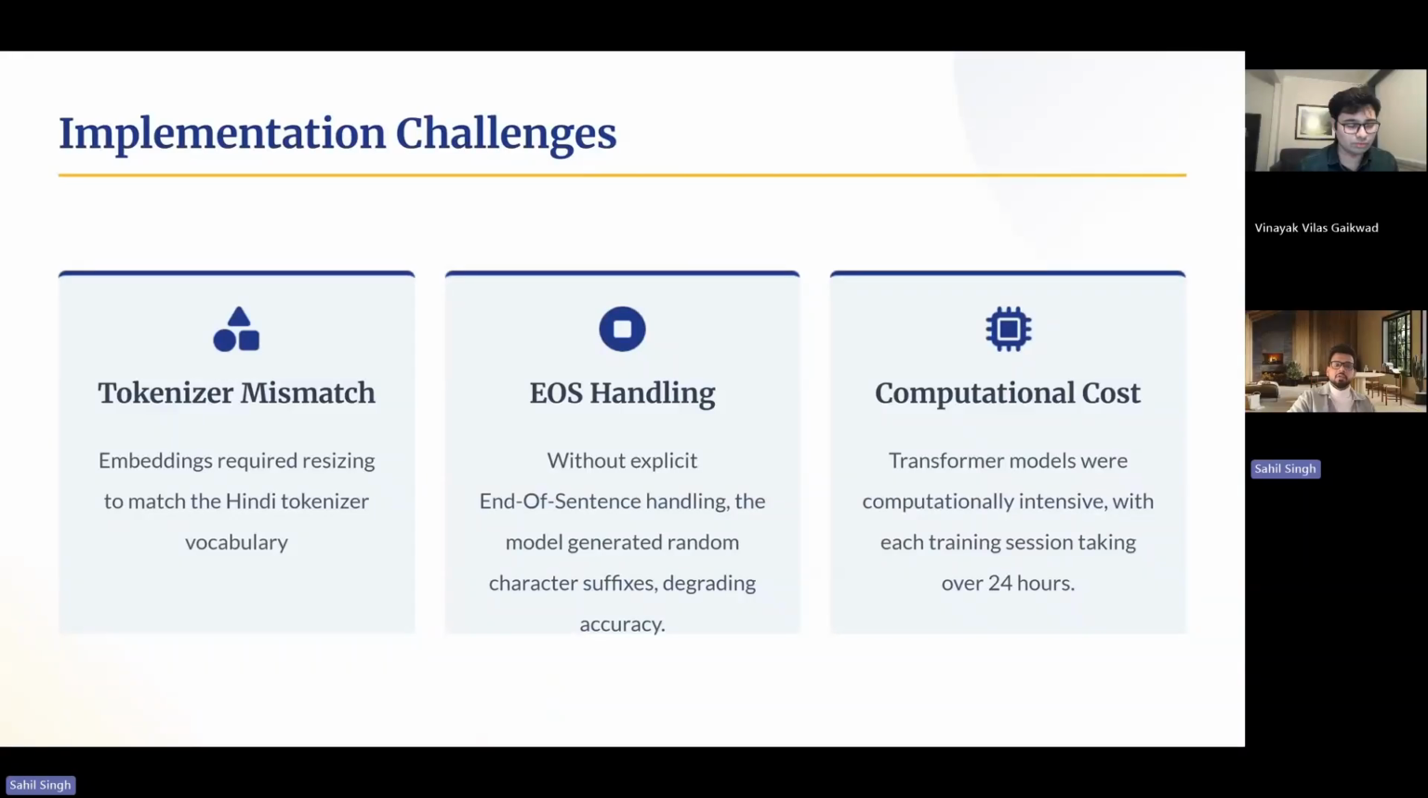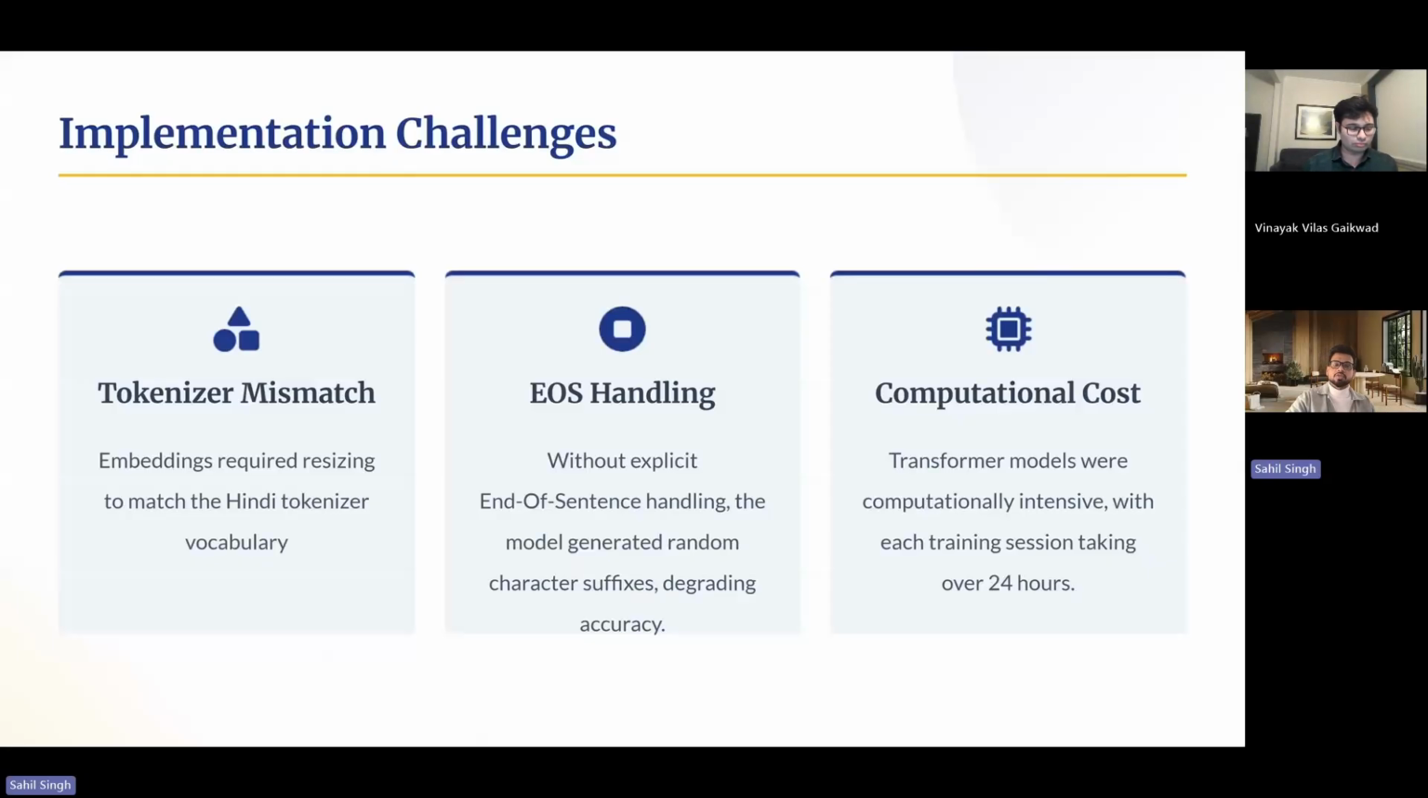Since the Hindi language has several nuances which make it different from English, we observed several challenges. One was tokenizer mismatch, since we had to resize the embedding layer to make sure the Hindi tokenizer output is compatible with it. We also had to do explicit end-of-sentence handling. We realized that in the initial implementations, the correct output string was appended with some garbage text. Explicit end-of-sentence handling helped us get rid of that.